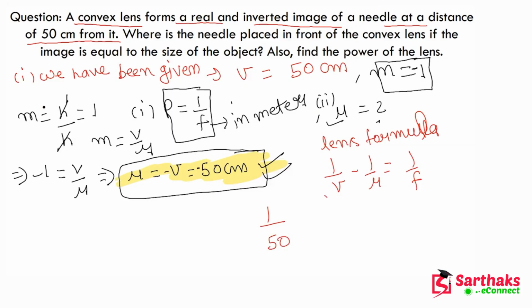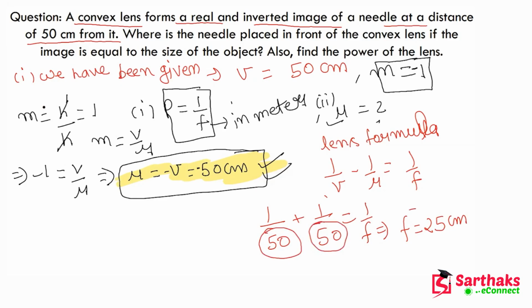Okay, V is 50 and U is also 50, but it is with negative sign. So when I put it here with negative sign, it will become positive, and this will give you 1 by F. Now if you calculate it and solve this, then you will get the value of F will be 25 centimeter. Now why it is 25 centimeter? Why it is not in meter? Because the values which we have put in the formula were also in centimeter. So here we got a focal length.